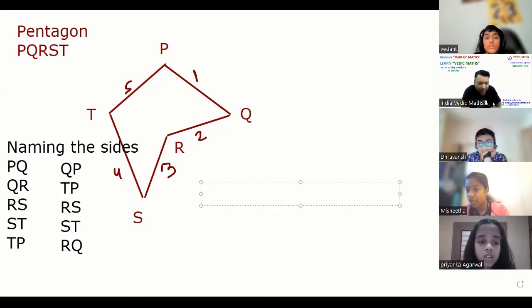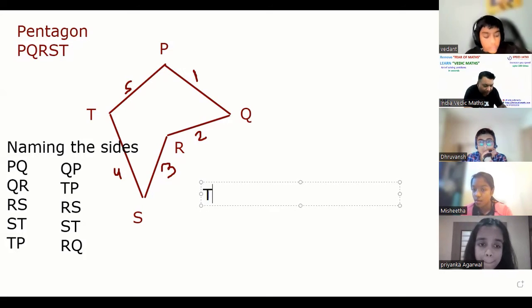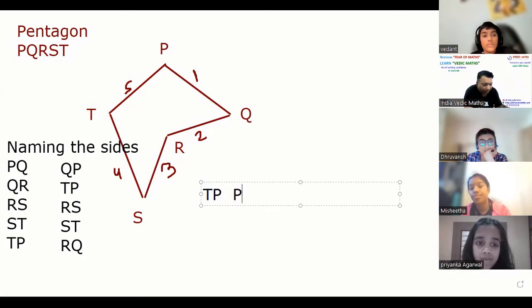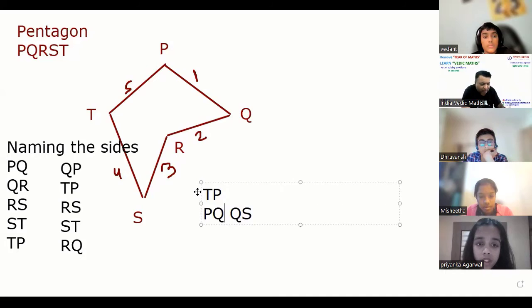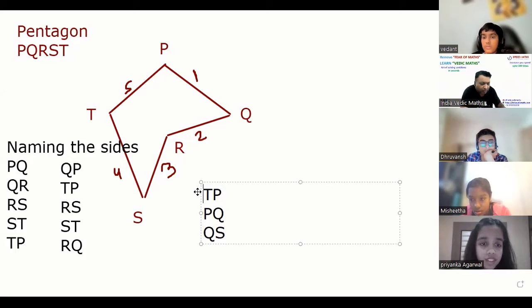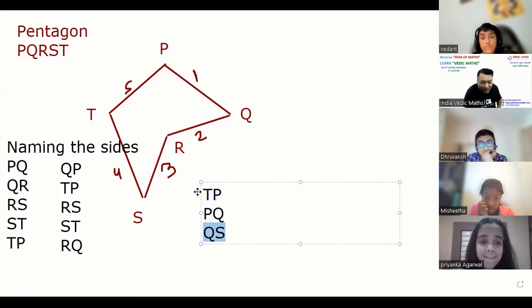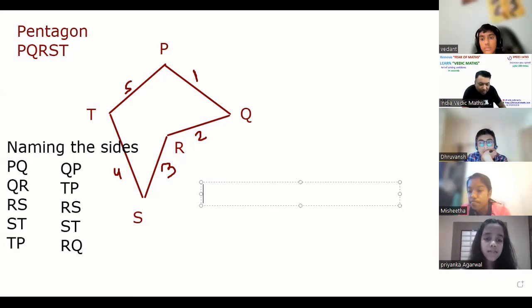Priyanka, tell me, TP, PQ, and QS. Are these all sides of this pentagon or not? Yes, sir. Sir, QS is not. You are right. So TP and PQ are sides, QS is not. Is everybody good about naming the sides? Sir, why is QS not a side? Because there is no direct line there. Correct, that's why it is not. Is everyone clear about naming the sides?